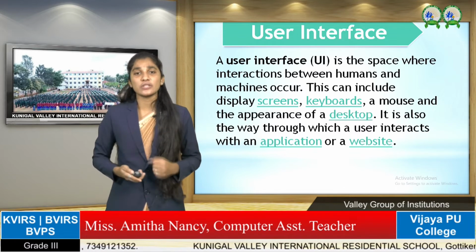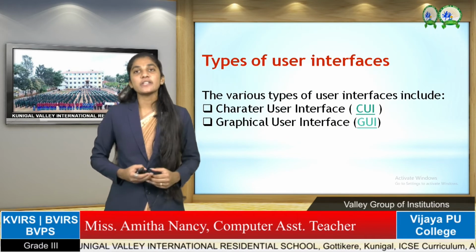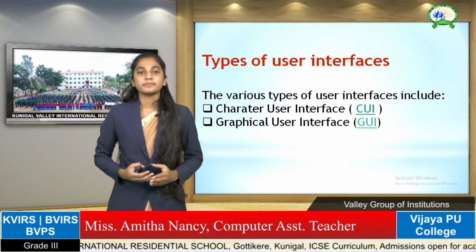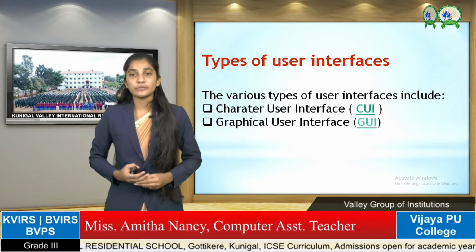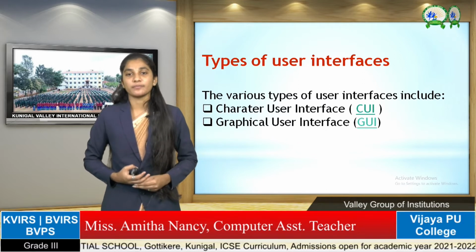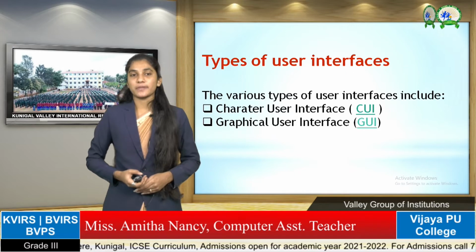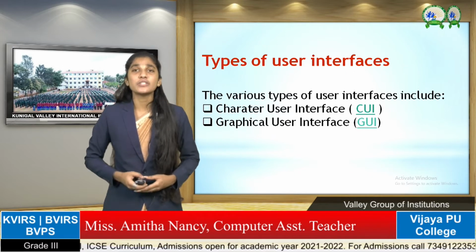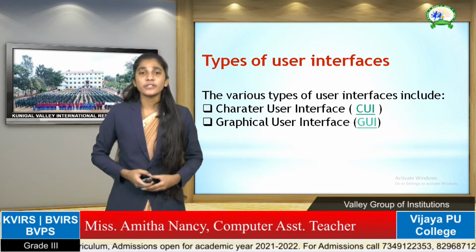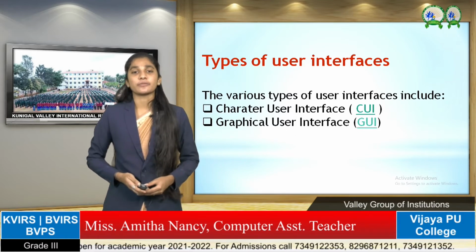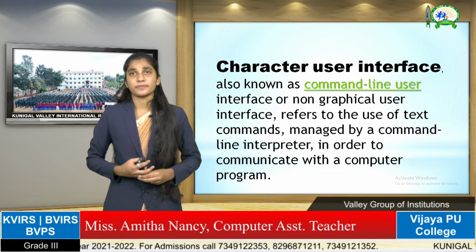This is known as user interface. Under user interface, we have two types. The first one is character user interface, that is CUI. CUI stands for character user interface. Next one we have GUI, that is graphical user interface. What is character user interface?